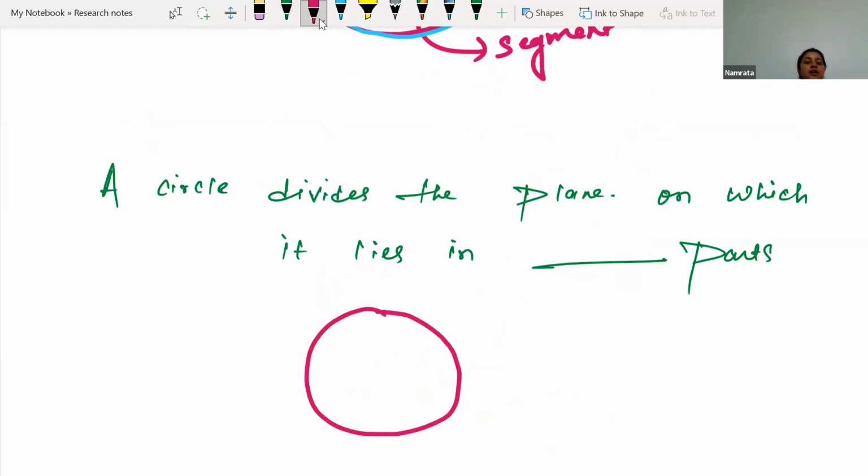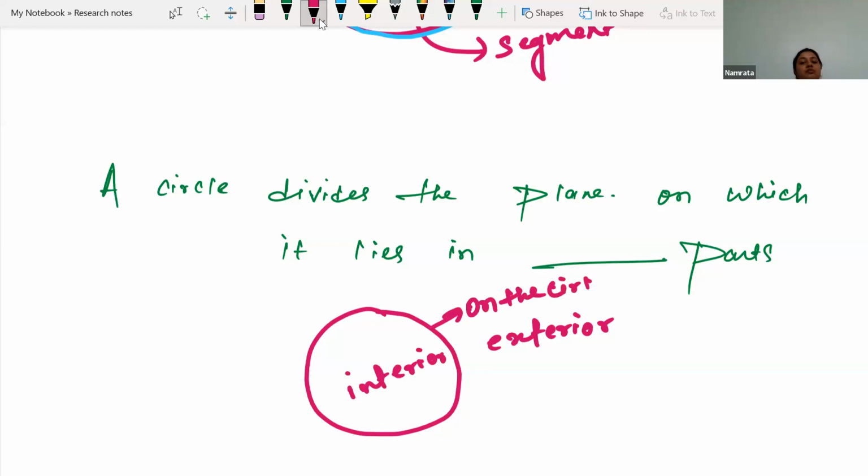whenever we have a circle, this is called the exterior part of the circle. Everything outside of the circle is called the exterior part. This is called the interior part of the circle, and this is called the points on the circle. So a circle divides a plane, this plane paper, into three parts: interior part, exterior part, and on the circle also. So here we'll be writing three parts.